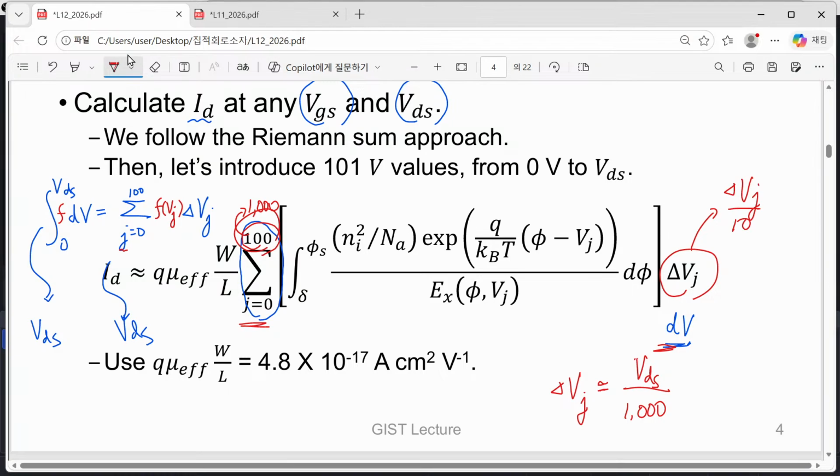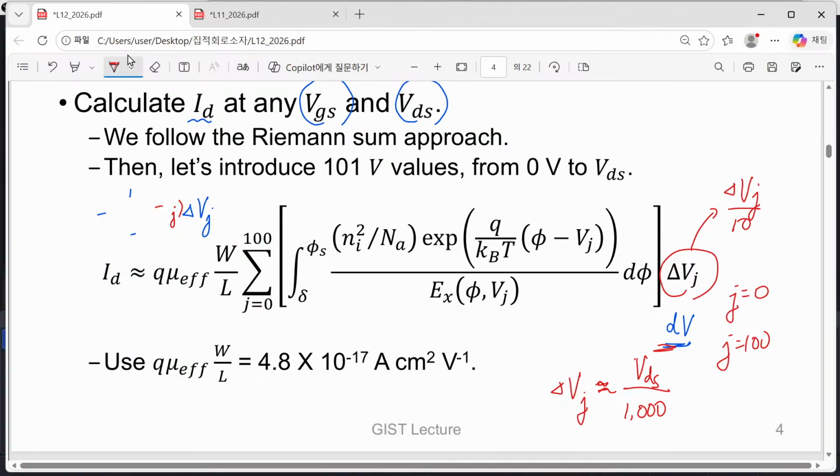Why am I saying approximately? In my own calculation, when j equals 0 and j equals 100, I introduced just half of it. But this is just okay, because you can do this summation quite accurately by applying a large number of bins or slabs in your calculation. So are you with me?